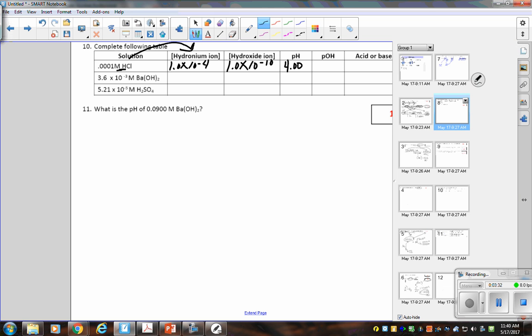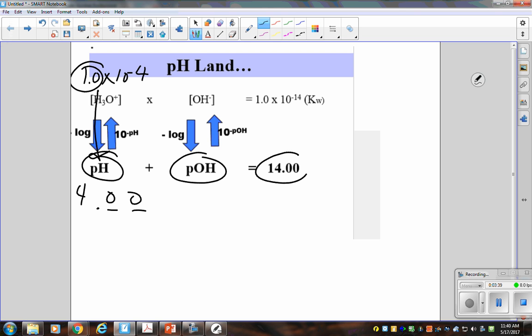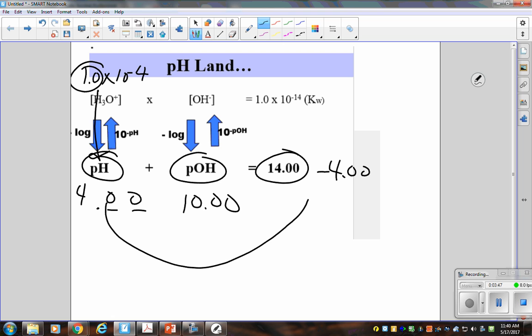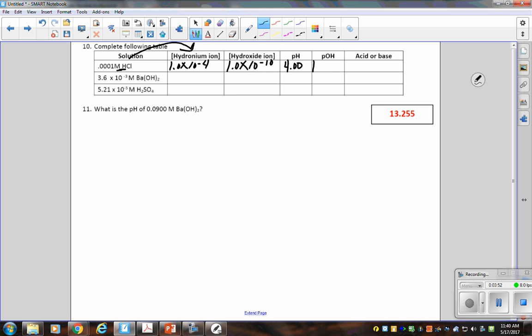And I go back to pH land. Now, on the bottom, this plus this is equal to 14. So all I do is 14 minus 4.00. That means that's going to be 10. So then if I go back here, my answer for this is going to be 10.00. Remember, sig figs. Oh, that had one sig fig. I messed up the sig figs. And is it an acid or a base? With a pH of 4, it means it's an acid.